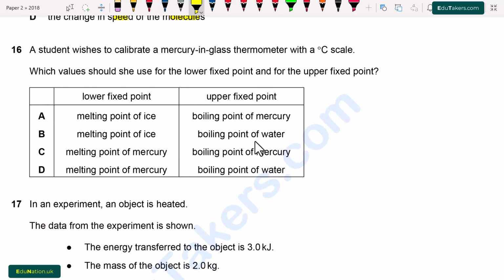Question number 16. A student wishes to calibrate a mercury in glass thermometer with a degree C scale. Which values should she use for the lower fixed point and for the upper fixed point? Lower fixed point and upper fixed point. Option A, melting point of ice, boiling point of mercury. So this is incorrect. B, melting point of ice and boiling point of water. So option B is correct. For the lower fixed point and for the upper fixed point, we use the melting point of ice and boiling point of water respectively.